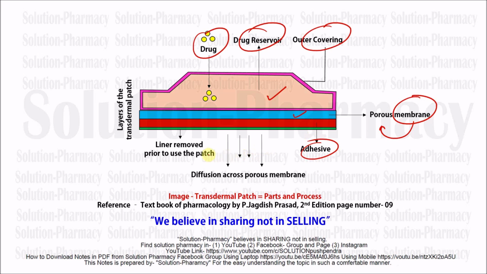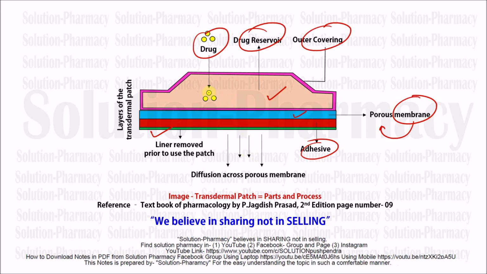The next and last part is a sticker. This sticker is a thin layer of film that has to be removed prior to the use of the patch, so that the porous membrane will allow the release of drug from the drug matrix and the drug will reach the part of the skin where you have applied it. These are the basic parts of the transdermal patch.